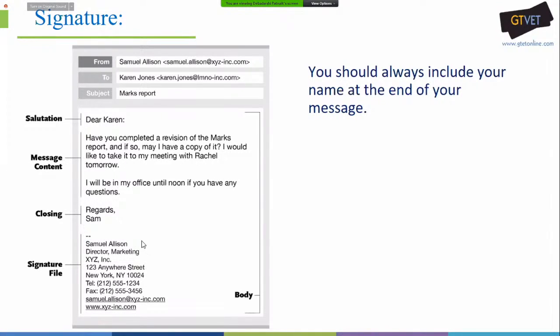Signature means not only your name, but also your designation, where you are working, your company details, your telephone, fax, or any other mail ID. Suppose you have a personal website or a Twitter account and you want people to visit it, or any social media account, you can also write it there.